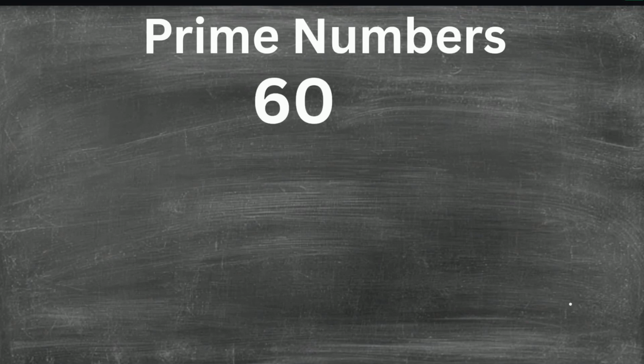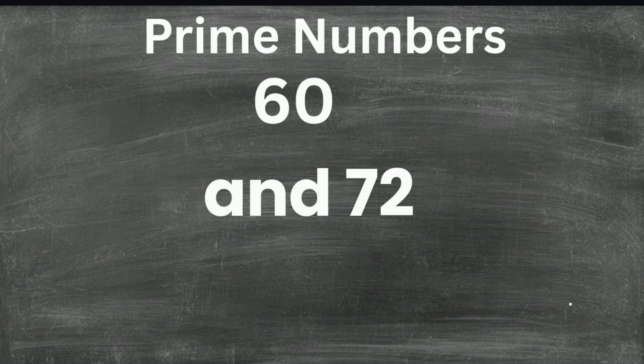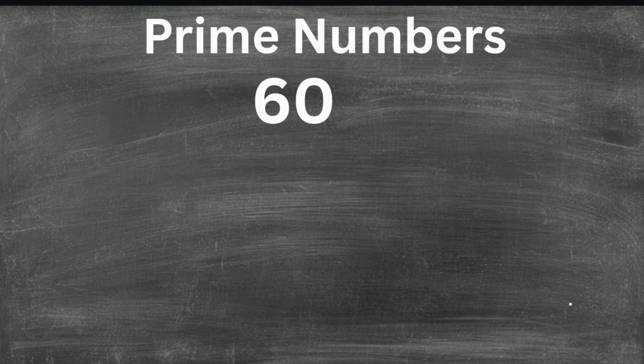In this video, let's go over how to find the prime numbers for 60 and 72. So let's get started. I like a factor tree. Since it is a 60, I know, why don't we just start with 6 times 10.